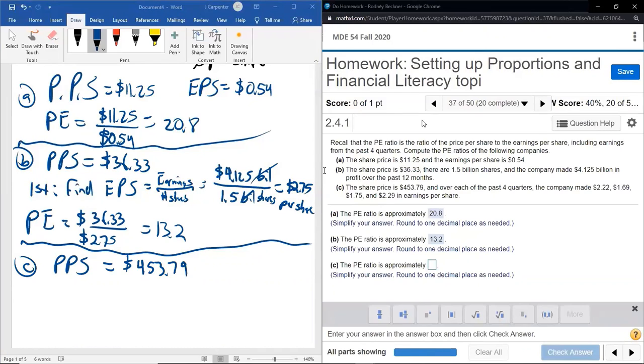April, May, June, $1.69 per share. July, August, September, $1.75 per share. And then October, November, December, $2.29 per share.